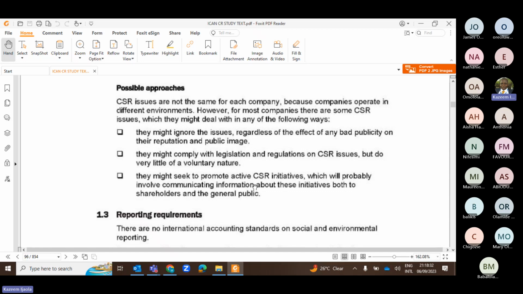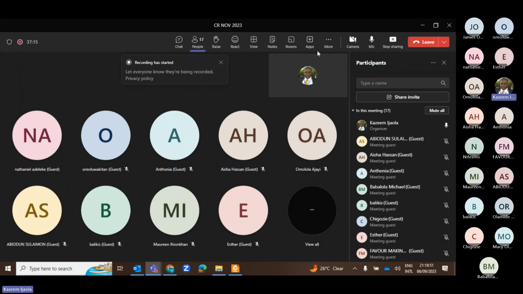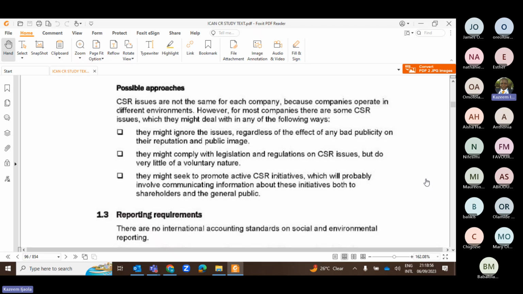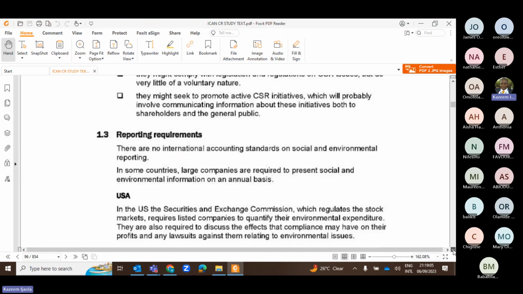They invite the press, they invite everybody to show that they are doing CSR. They put it on a newspaper. So you can say that there are three different schools of thought here. The first school of thought believes that they are not responsible and they don't care about any public image. The second school of thought believes that once they comply with the law of the land, there is no need for additional CSR. The third school of thought are those that truly believe in CSR.